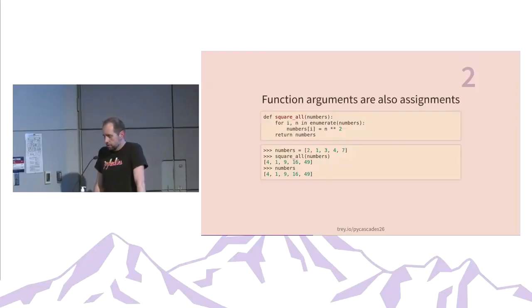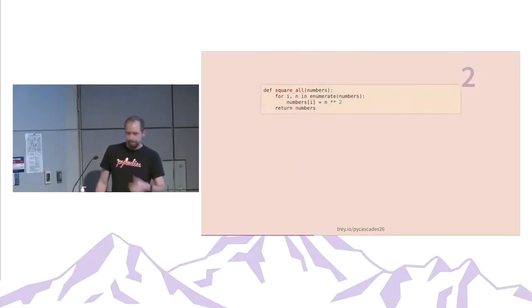Function arguments are just variables, and all variables point to objects. Variable assignments don't copy objects, and neither do function calls. This is the reason that in Python, functions rarely mutate the objects that are passed into them.